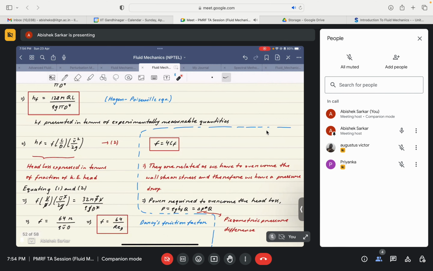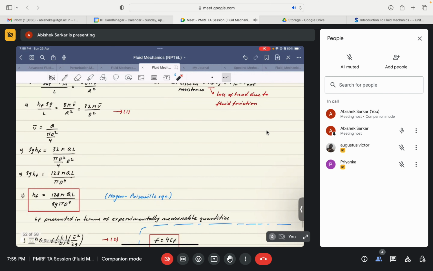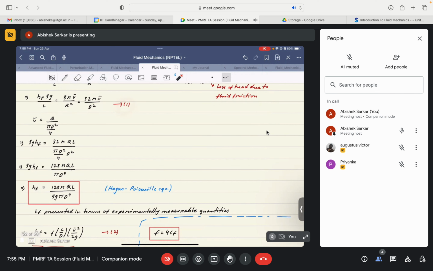Now again, HF can also be represented in terms of a fraction of the kinetic energy head, because some portion of the energy of the flow is being used to overcome these frictional losses, right? And that's why HF can be represented as a fraction of the kinetic energy head, the net kinetic energy head of the incoming flow. So what we do is we basically equate these two equations. Basically we equate equation 1 and 2, because 1 is now still in the form of average velocity.